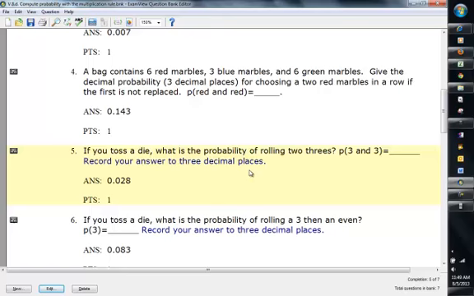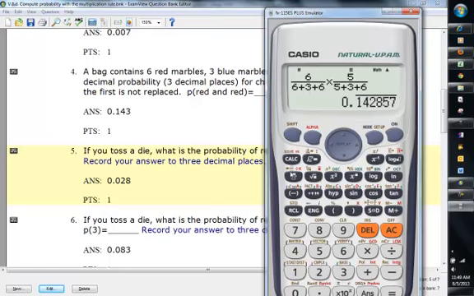Probability of rolling 2 3s in a row. Well, 1 3 would be 1 out of 6, times another 3, which would be 1 out of 6, is 1 out of 36, which is 0.0277 or 0.28.